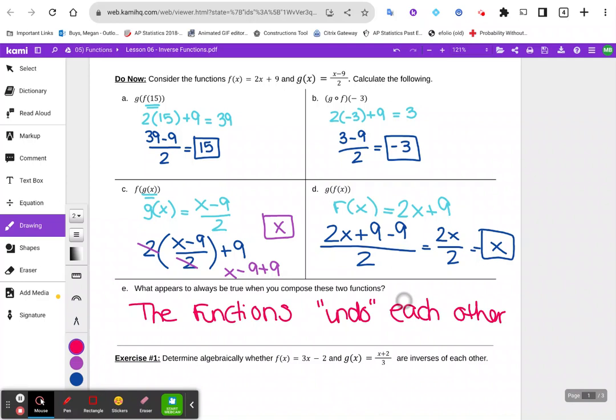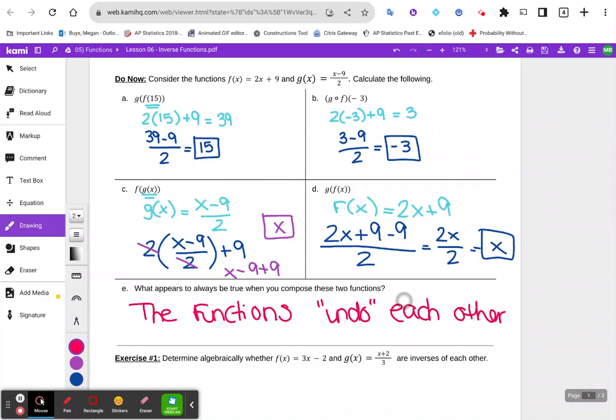Same thing in B, right? We see g after f. That's what the little circle means. So f gets done first. So 2, plug in a negative 3, plus 9, we end up with 3. And then when I plug that into g of x, I end up with negative 3 as my answer.